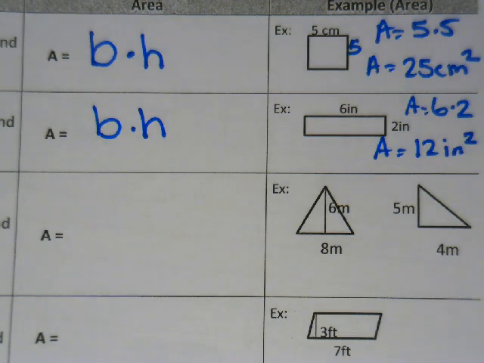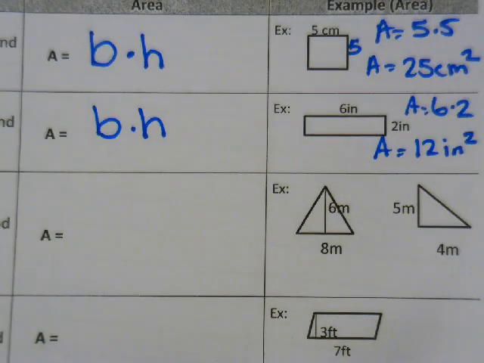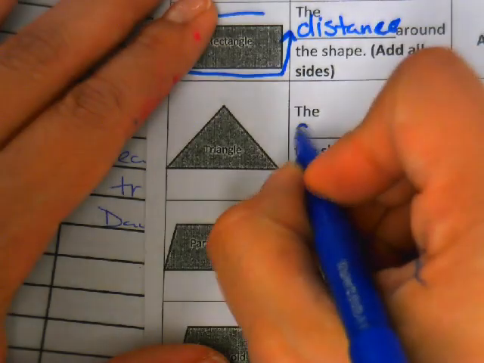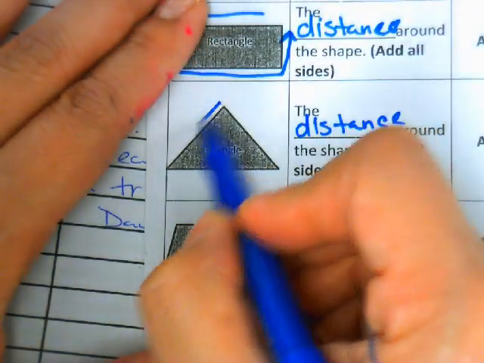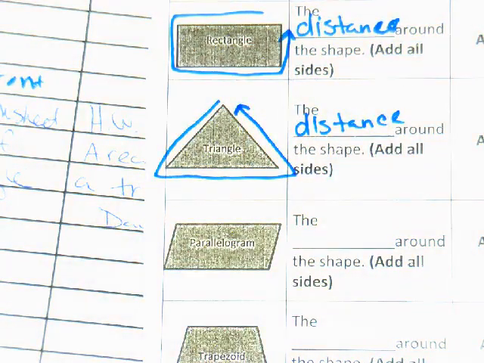All right. Triangle. Are we caught up with that one part? All right. What goes in the blank? Yeah, right? It's all the same for this one. For a triangle, 3 sides. So we go all the way around the triangle for the distance.